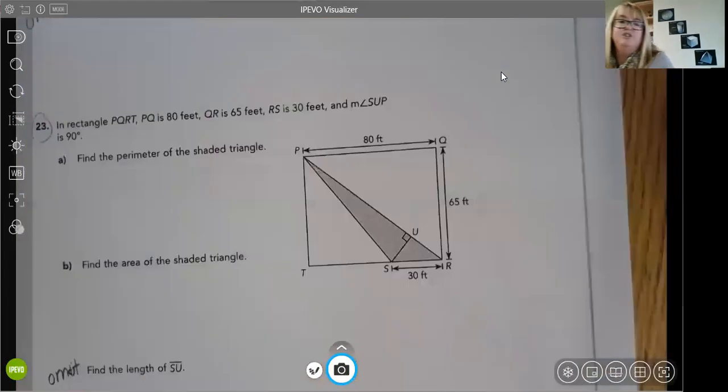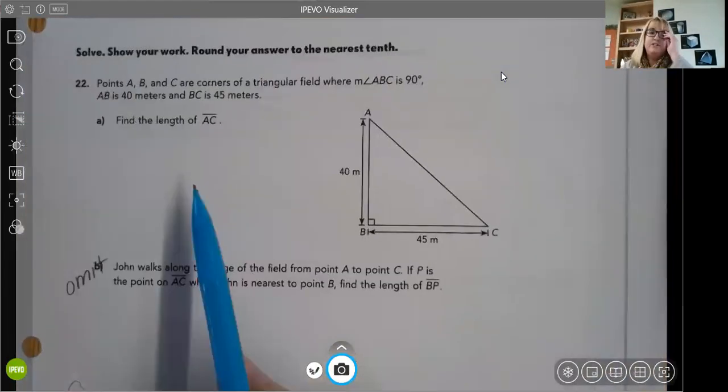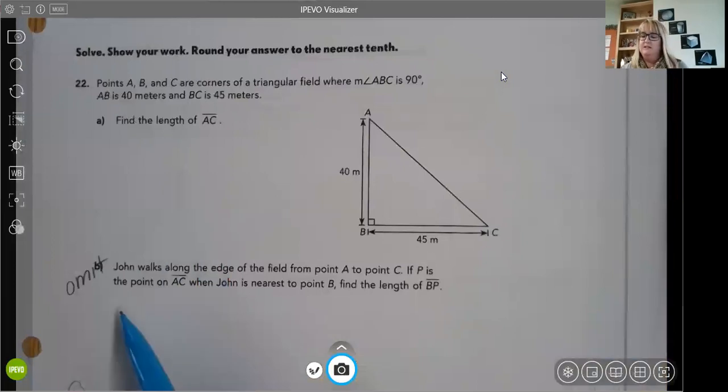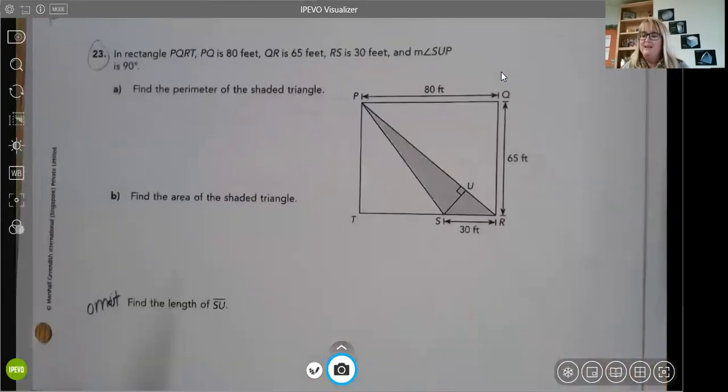All right, that was 21. All right, 22, I want you to do part A, but I want you to write omit. So do that right now, write omit on part B. 23, we're going to do together, but we're going to omit part C. So we're just going to do A and B on 23.